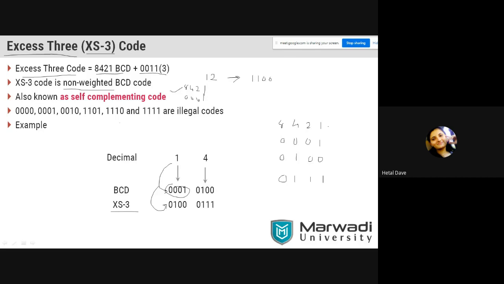Illegal code. First of all, is there any doubt how this XS3 code 0100 is written and 0111 is written? Both are codes, one is for BCD, the second is for XS3.